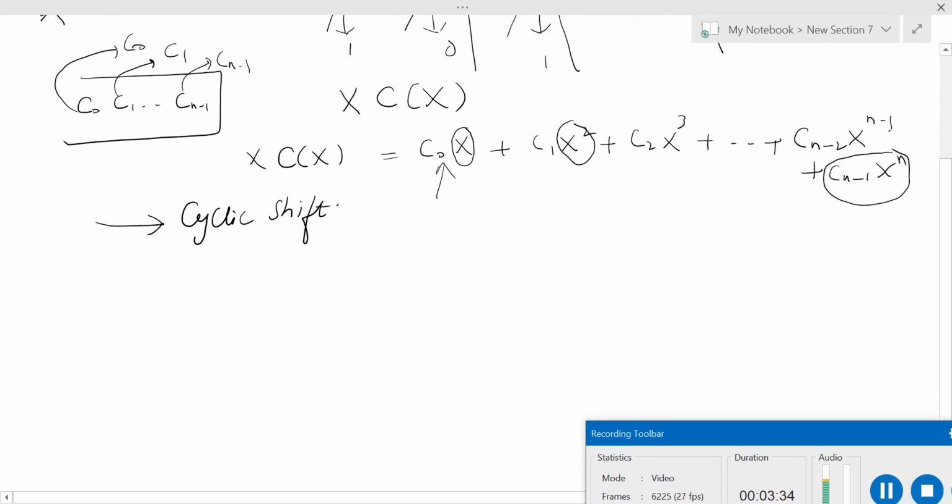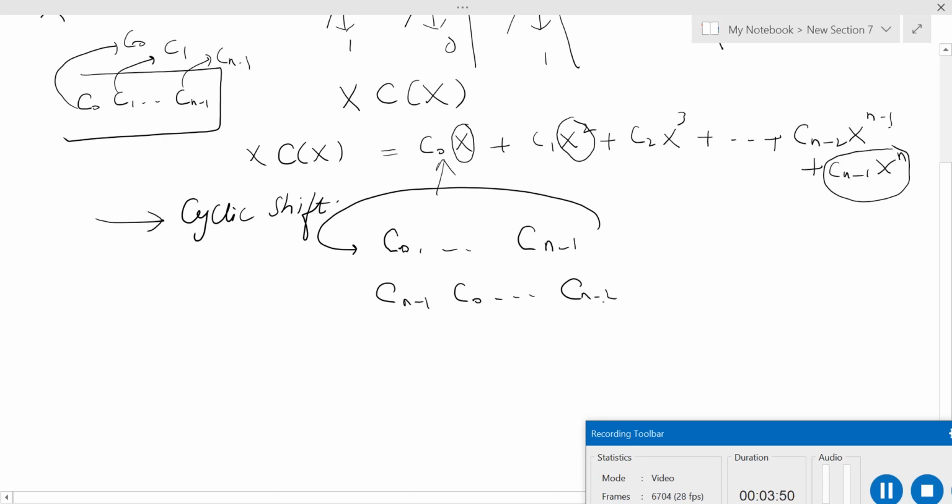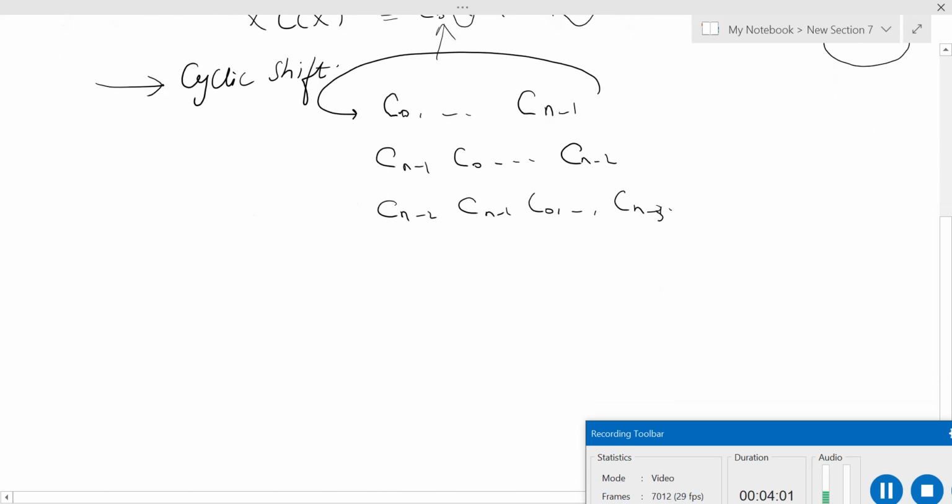See, what should a cyclic shift do? Suppose this is the original code; if I do one cyclic shift, I should get cn minus 1, c0, and then up to cn minus 2. If I take one more cyclic shift, I should get cn minus 2, cn minus 1, c0 up to cn minus 3. This is what we want.